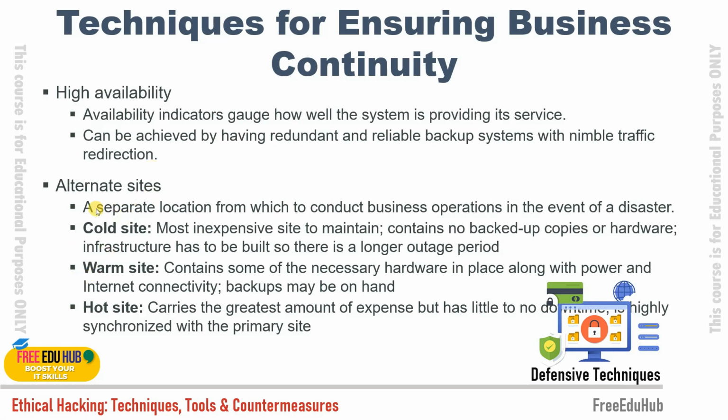Alternate sites are a separate location from which to conduct business operations in the event of a disaster. We distinguish them into cold site, warm site, and hot site. So a cold site is the most inexpensive site to maintain. It contains no backed up copies of the hardware. Infrastructure has to be built. So there is a longer outage period. You have a space somewhere offsite which can be utilized if there is an issue, but this site is not equipped with any kind of setup. It means that you'll not have any servers, any backup, any infrastructure, cooling or anything. You just have a space to run the operations from.